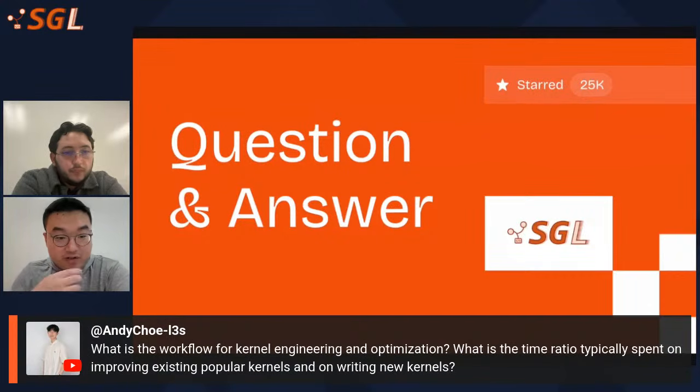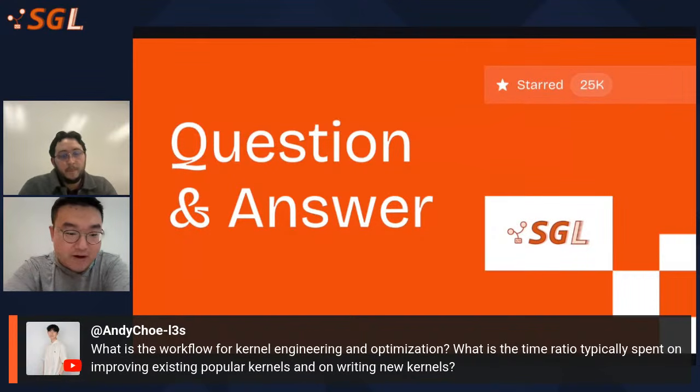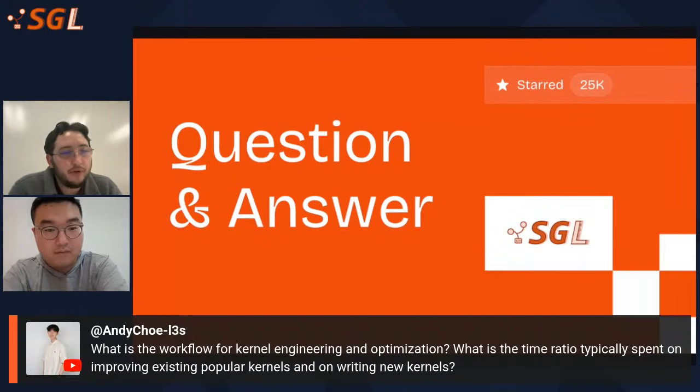All right, next question. Andy, what's the workflow for kernel engineering and optimization? What's the time ratio typically spent on improving existing popular kernels and writing new kernels? So I have probably a bad take here. I think when we talk about the time ratio spent on popular kernels versus new kernels, it doesn't really matter. Effectively, what matters is your performance graph.